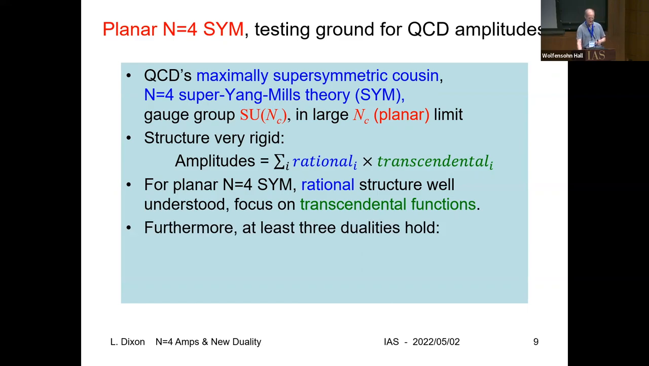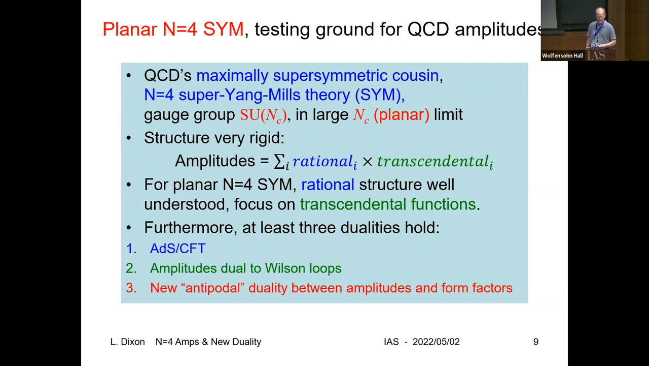Also, this theory is very special. As we've known for a long time, it's the archetype for the AdS/CFT correspondence, and so it's related to strings propagating in anti-de Sitter space. And closely related to that, it was discovered that amplitudes in this theory are dual to Wilson loops for closed light-like polygons. And then finally, we seem to see a new duality cropping up between amplitudes, for example, the 6 gluon amplitude, and form factors, the 3 gluon form factor. Although how general this one is and what it means remains to be seen, but that's what I'm trying to build up to in this talk.